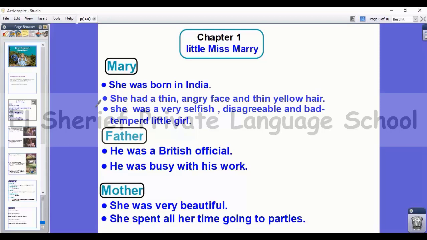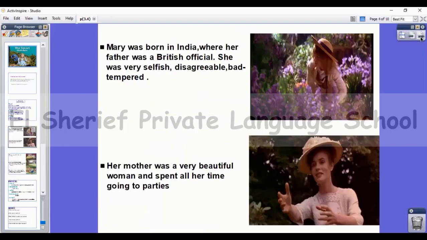Talking about her father and mother. First, let's start with her father. Her father was a British official. He was busy with his work, so he didn't have time for Mary. And her mother was a very beautiful woman. She spent all her time going to parties, so she didn't care about Mary.